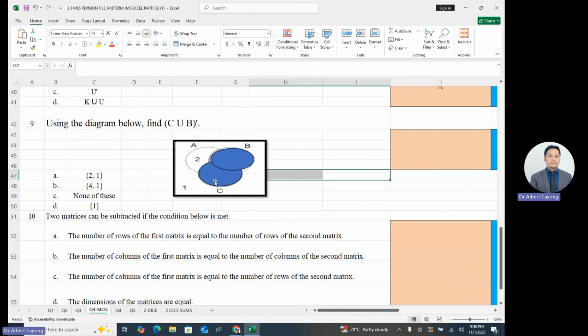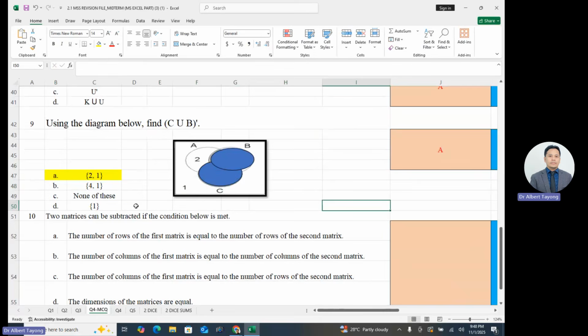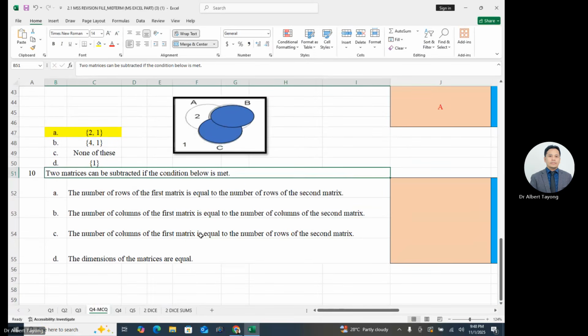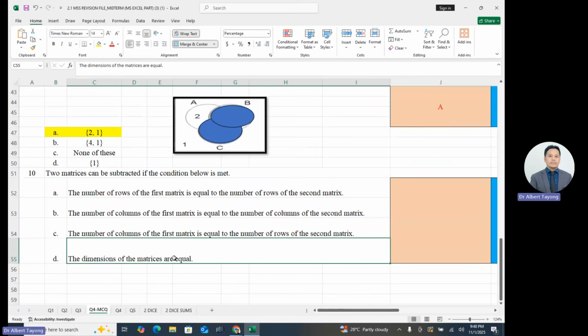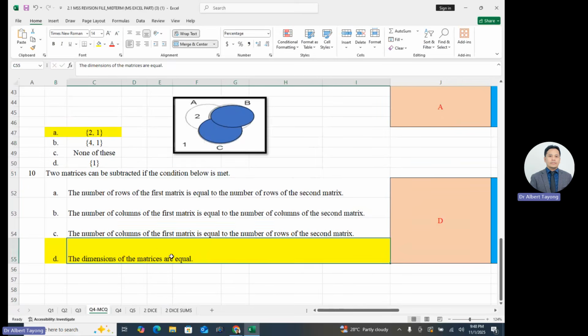So what is the remaining? The remaining elements are 2 and 1. So the answer is A. Okay. And here, two matrices can be subtracted if the dimensions of the matrices are equal. So we can only add or subtract if the dimensions are equal.